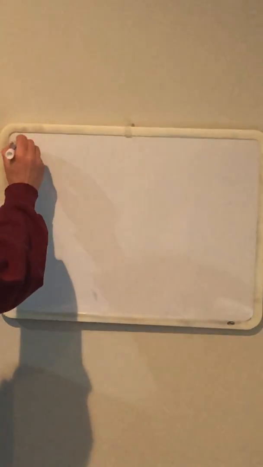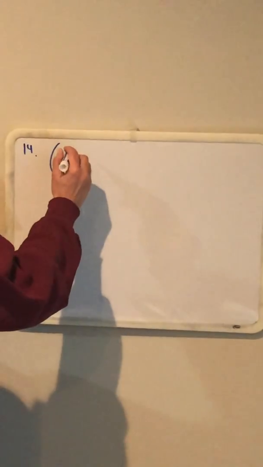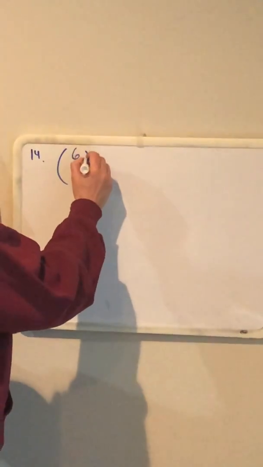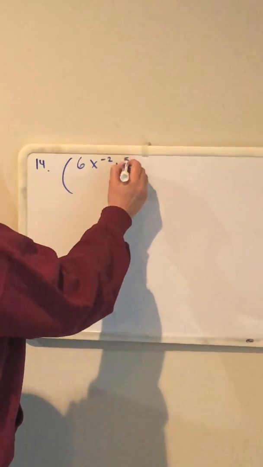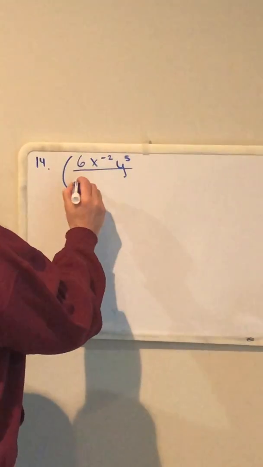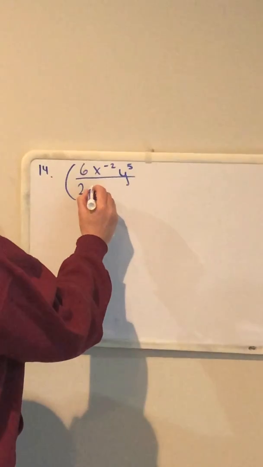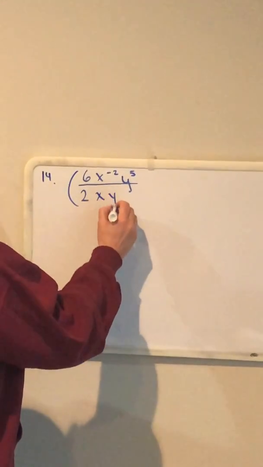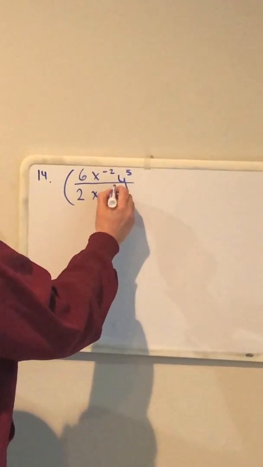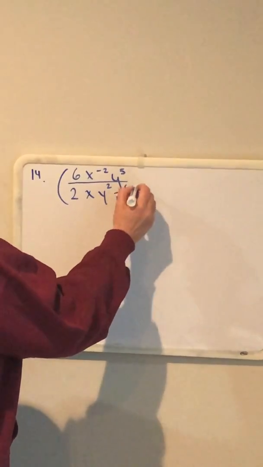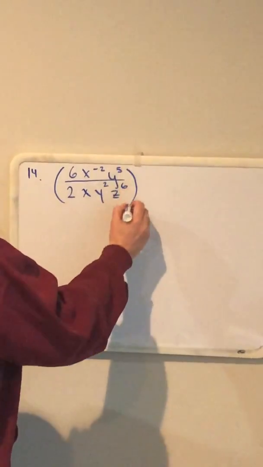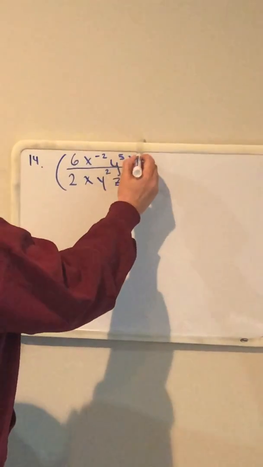we have 6 x to the negative second, y to the 5th, over 2 x y to the second, z to the 6th, all raised to the 5th.